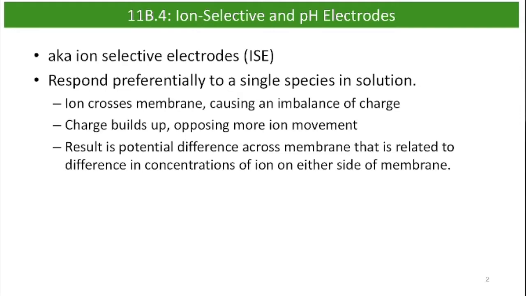And in general, what happens is that the ion of interest crosses a membrane on the ion selective electrode. This causes an imbalance of charge. This buildup of charge opposes more ion movement across the membrane and results in a potential difference across that membrane that is related to the difference in concentrations of ions on either side of the membrane.